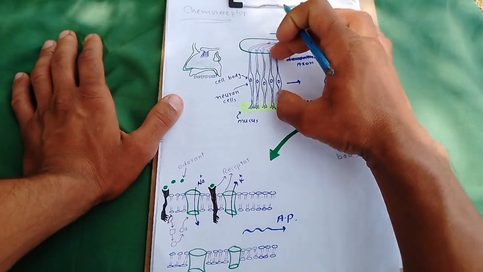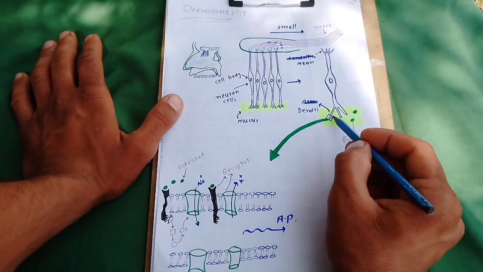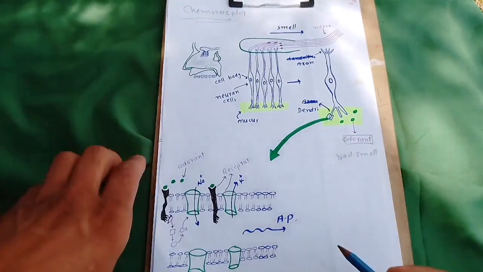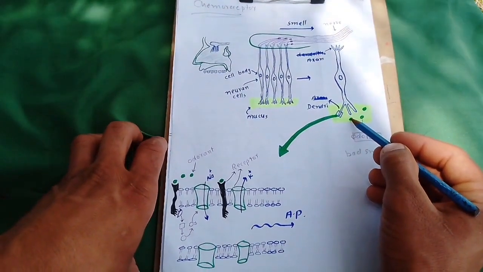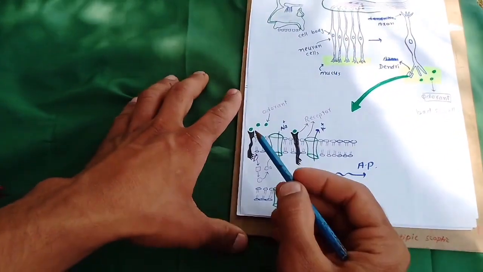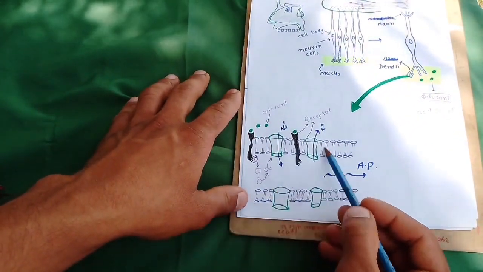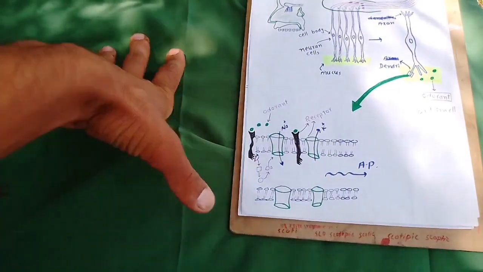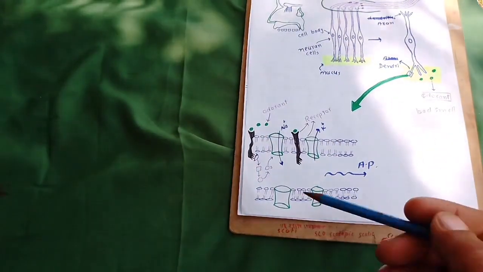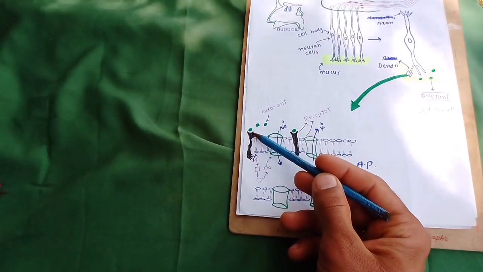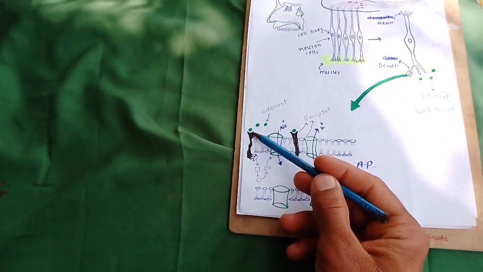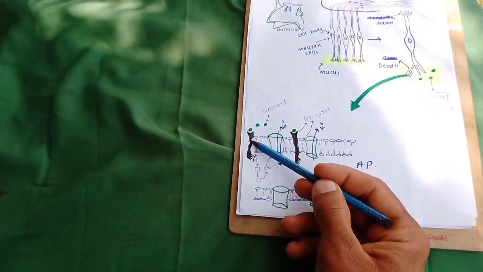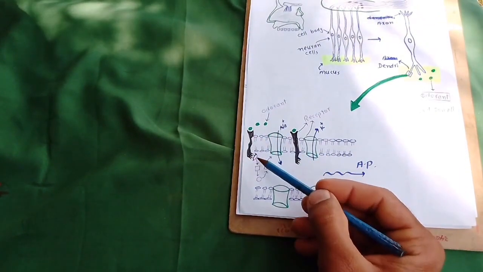When I take this one neuron and zoom this dendrite here, this is the odorant molecule. When the odorant molecule is attached here, this is the cell membrane. This is the intracellular space. The odorant molecule is attached here to the receptor. This is the olfactory receptor, the actual olfactory receptor.